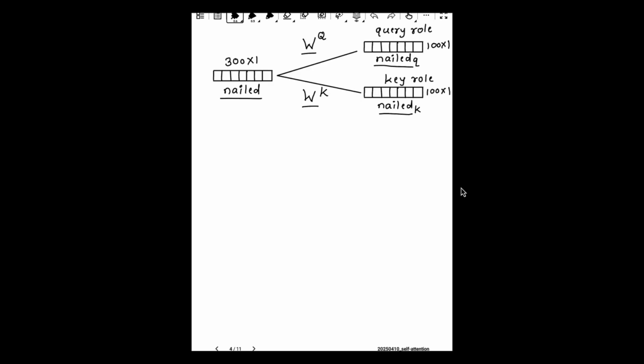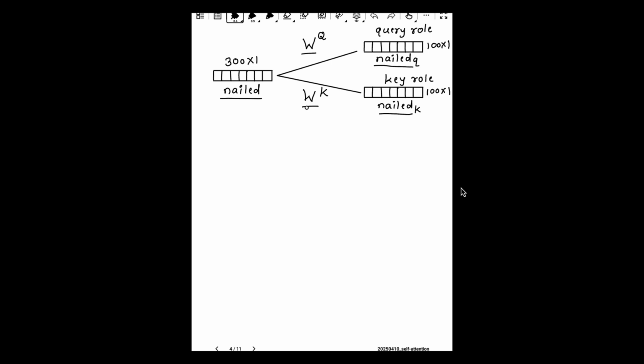These roles are query role and key role, and we have a representation associated with each role. Nailed Q is the representation associated with query role, and nailed K is the representation associated with the key role. How do we compute these representations? We introduce learnable weight matrices, WQ and WK.